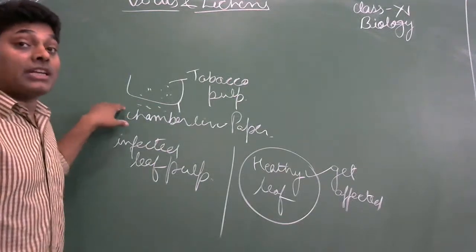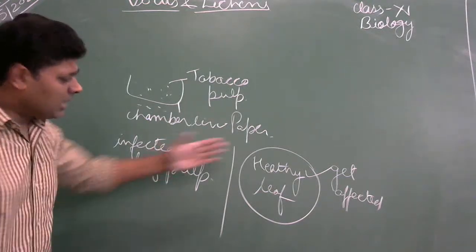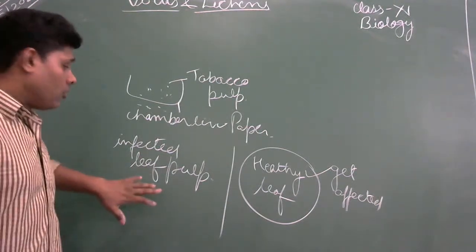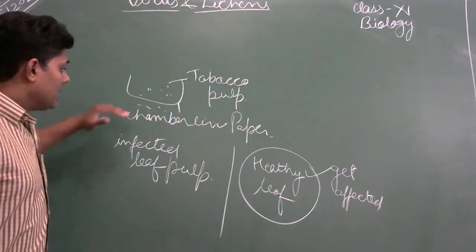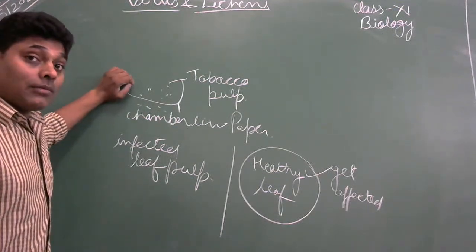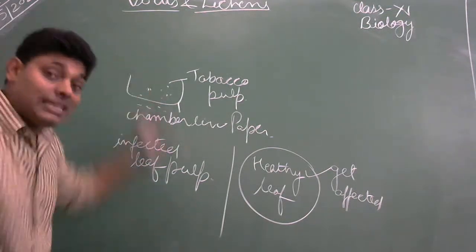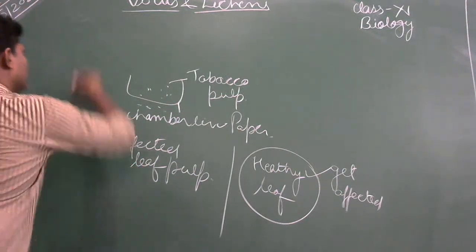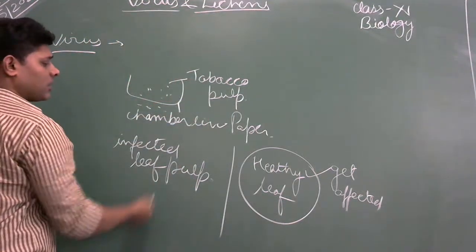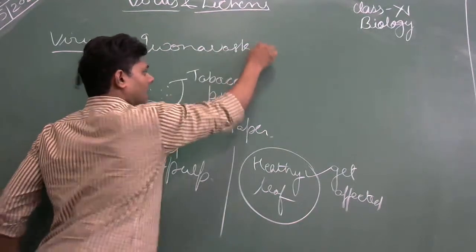This Chamberlain paper can filter out bacteria, but the leaf was still affected. It means this disease is not caused by bacteria, because if it was, it would not pass through Chamberlain paper. It means there are microorganisms even smaller than bacteria, and that was termed the virus. So this experiment was done by Ivanovsky.